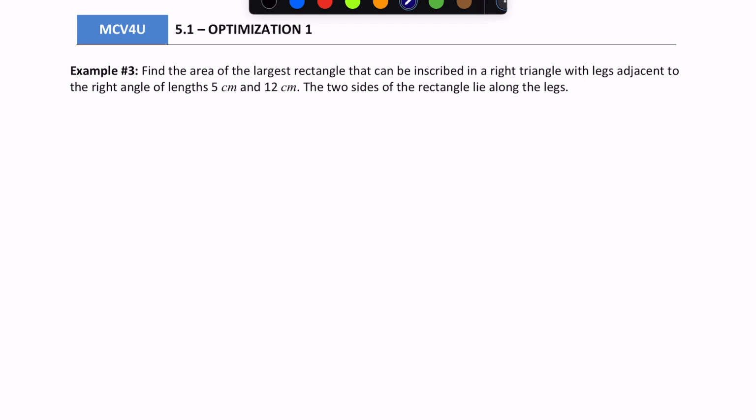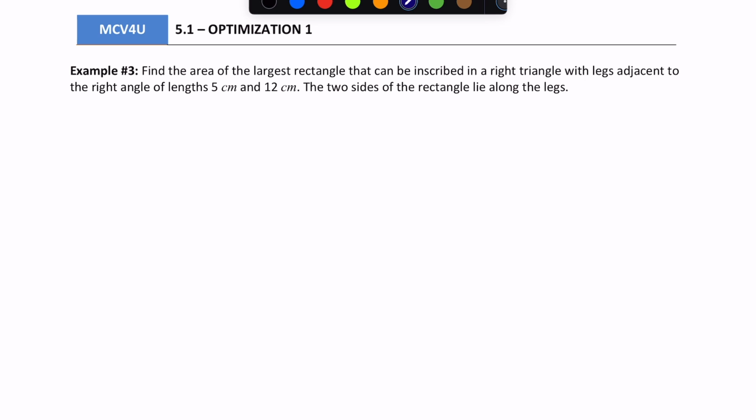Okay, so let's look at this last example here. It says, find the area of the largest rectangle that can be inscribed in a right triangle with legs adjacent to the right angle of lengths 5 centimeters and 12 centimeters. Two sides of the rectangle lie along the legs.